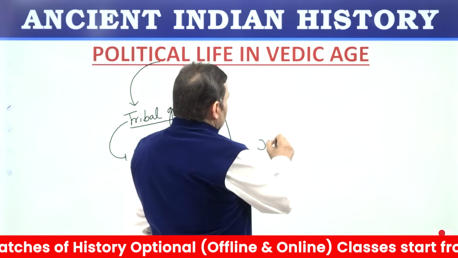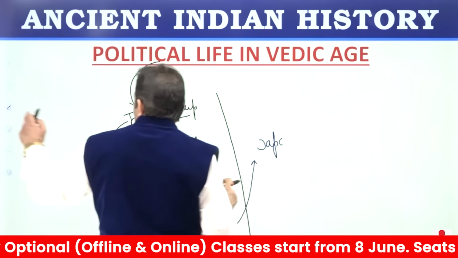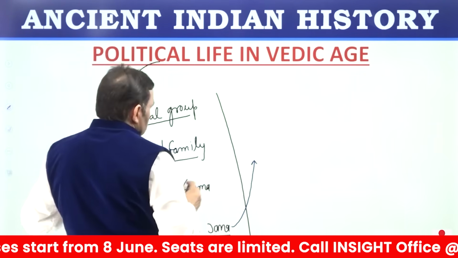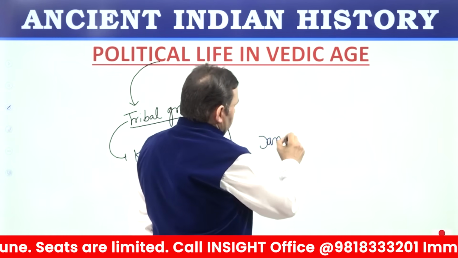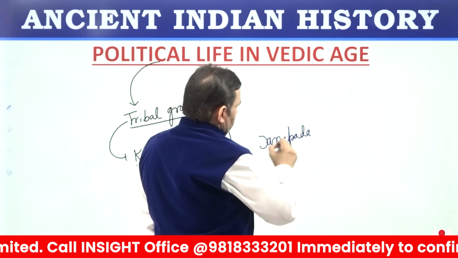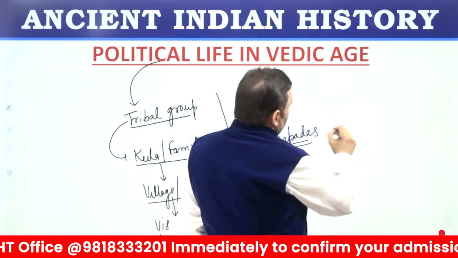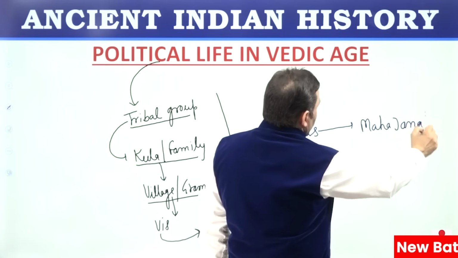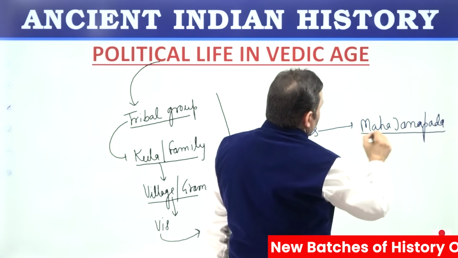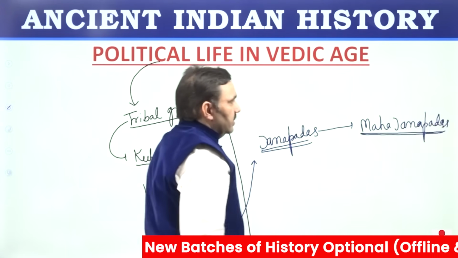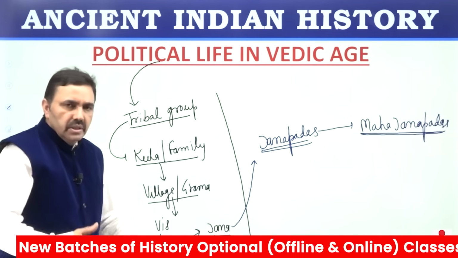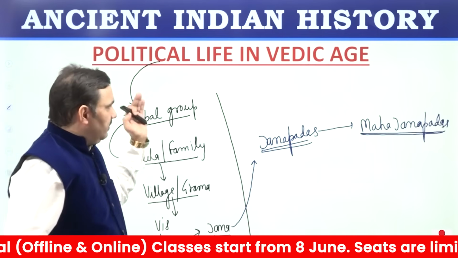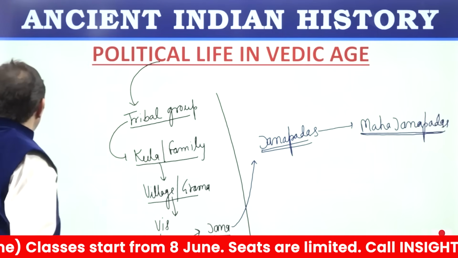During later Vedic age, the Janas became bigger and they came to be known as Janapadas. And Janapadas continued to expand, and in 600 BC or in 6th century BC, they became Mahajanapadas. Maha means bigger, Janapada, kingdom, bigger kingdoms. So things evolved gradually. The powers of tribal chief or the king increased gradually from early Vedic to later Vedic age.